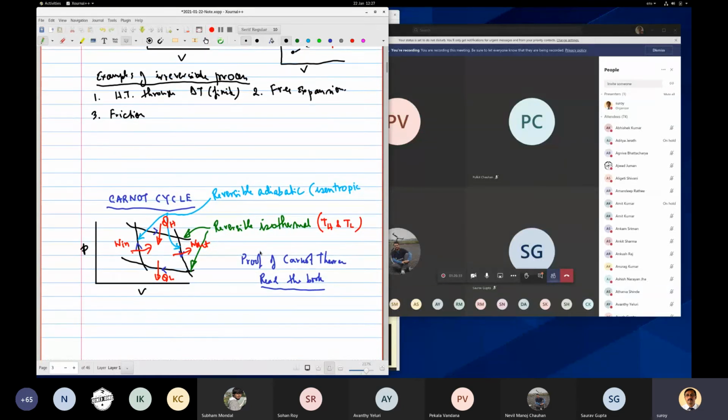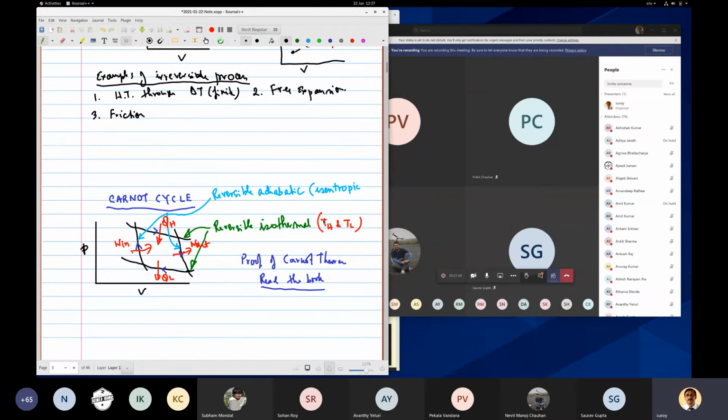Now let us give you an example of a cycle by Sadi Carnot. So he imagined a cycle like this. Now if you do a PV diagram, he constructed a Carnot cycle, an engine. So these are two reversible isothermal processes, right? This is reversible isothermal and this is reversible isothermal. This reversible isothermal process, right?